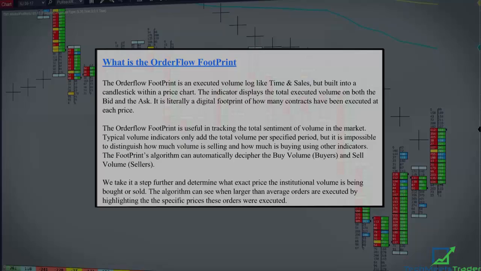Typical volume indicators only add the total volume per specified period, but it is impossible to distinguish how much volume is selling and how much is buying using other indicators. The footprint's algorithm can automatically decipher the buy volume, which is the buyers, and the sell volume, which are the sellers. We take it a step further and determine the exact price the institutional volume is being bought or sold. The algorithm can see larger than average orders that are executed by highlighting the specific prices these orders were executed at.